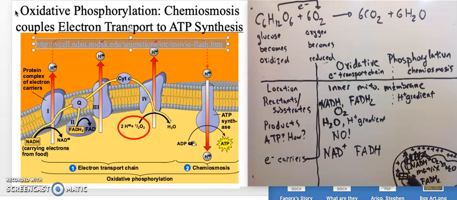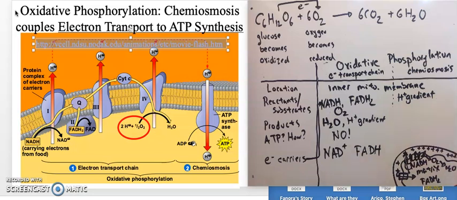And with each passage of electrons, the energy that's given up is used to pump hydrogen ions, which are positively charged, into the intermembrane space. We don't make any ATP at this point, and our electron carriers are now back to their form where they can receive more electrons, okay? And now all the energy is in the hydrogen ion gradient.